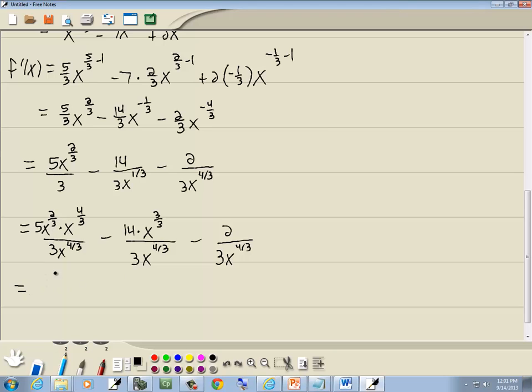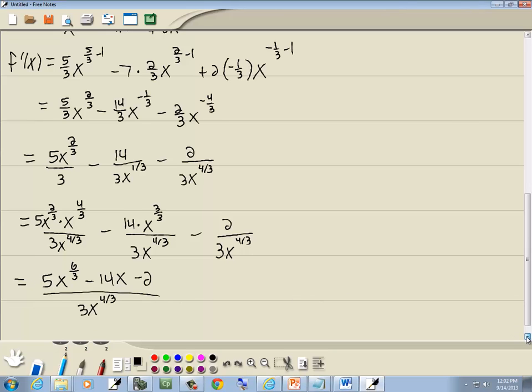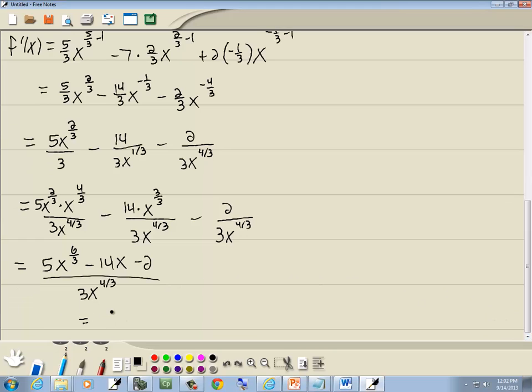Okay, well, if you got x to a power times x to a power, you add the exponents. 2/3 plus 4/3 gives us 6/3. Now I'm going to go ahead and merge these all into a single fraction since they all have the same denominator now. 3 over 3 is 1, so that gives me x to the first, or x, minus 2, all over 3x to the 4/3, which gives me 6 divided by 3 is 2, so that gives me x squared minus 14x minus 2 over 3x to the 4/3. And that's where I'm going to leave my answer.